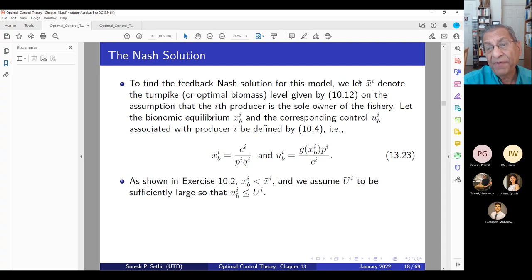So X bar i is where the ith guy would like to be, okay? But the ith guy also has a bionomic equilibrium, which depends on his c_i and his q_i. You go back to chapter 10, you will see a formula for XB is C divided by PQ. And for bionomic equilibrium, that is the UBi, you will also see this formula in chapter 10.